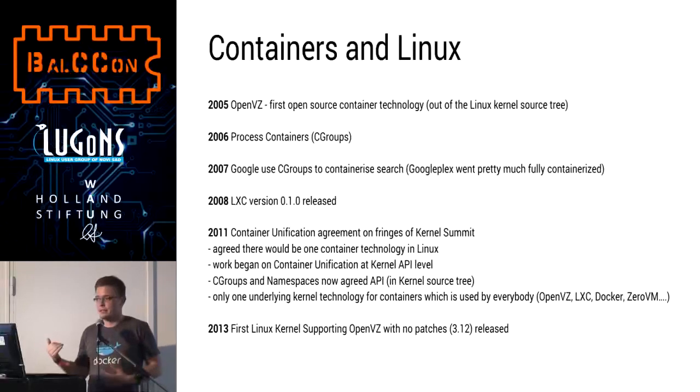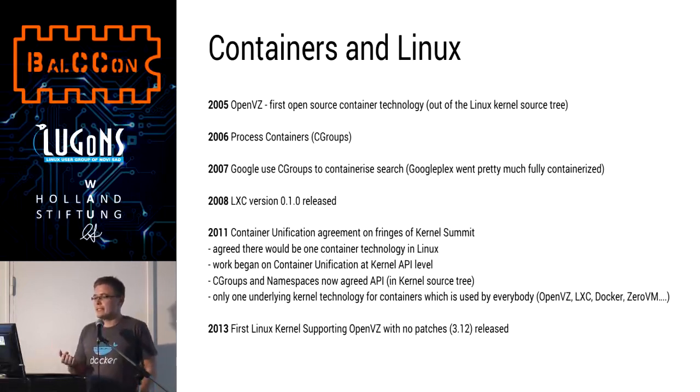Containers and Linux, some short history. The first containerization technology that worked with the Linux kernel was OpenVZ. It was open sourced in 2005, and it was the first commercially successful one. Parallels based their business on OpenVZ for containers. They open sourced it, but it was out of the Linux kernel source tree, which means that if you wanted to run OpenVZ, you had to first patch the Linux kernel, then compile it, or install it from a third-party repository. So you couldn't use the standard Linux kernel that comes with your distribution.